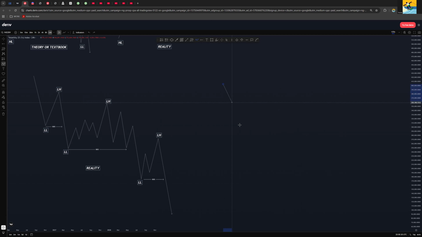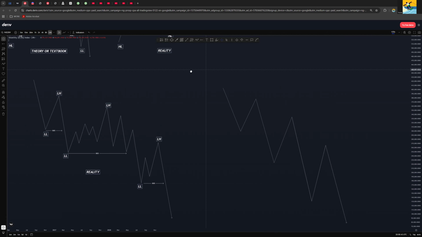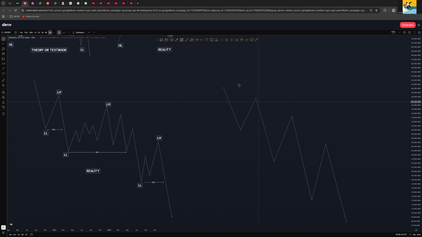For a downtrend, how do we know our strong highs and weak lows? The same thing, just the inverse of an uptrend. A low is said to be weak when it fails to take out a high. So in this context, this low is weak because it failed to break a high. This low is weak because it failed to break this high.